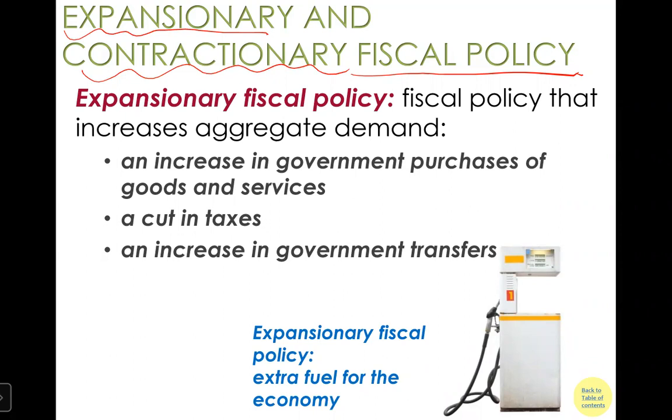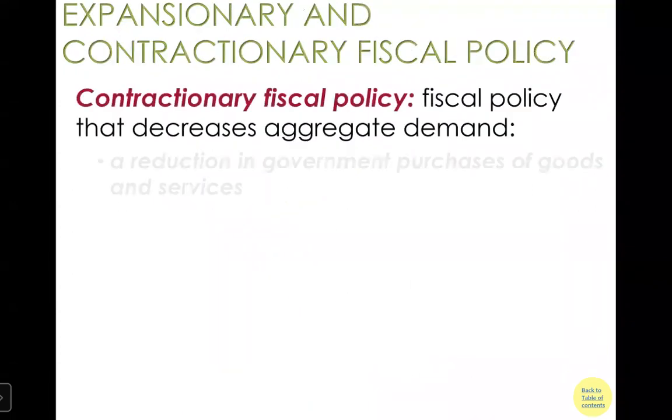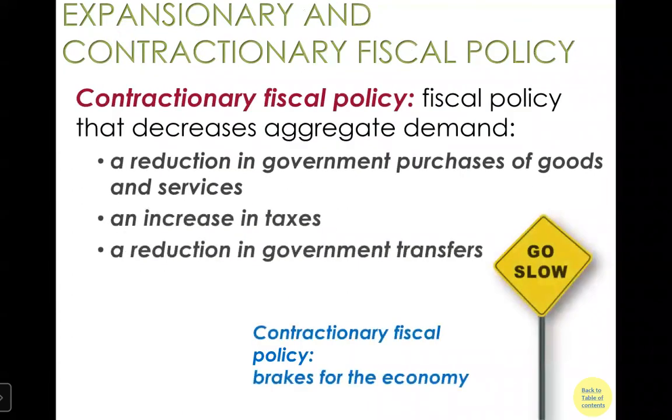Or you can think of a fireworks show where you add more fuel, more fire. On the contrary, I'm going to come back to this, but first let me give you a big idea. Contractionary fiscal policy is something the government does trying to slow down the economy.